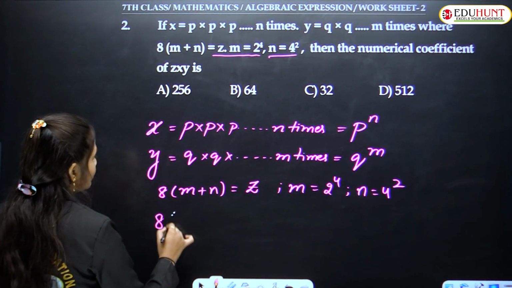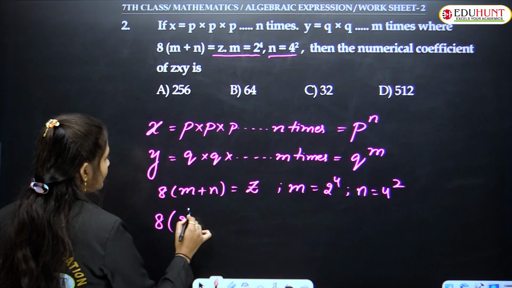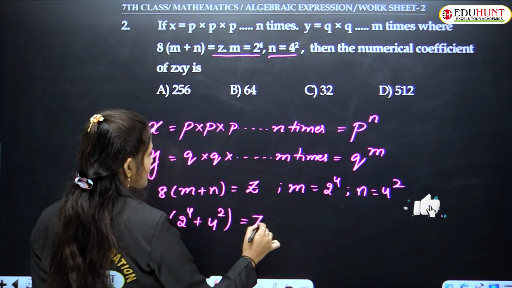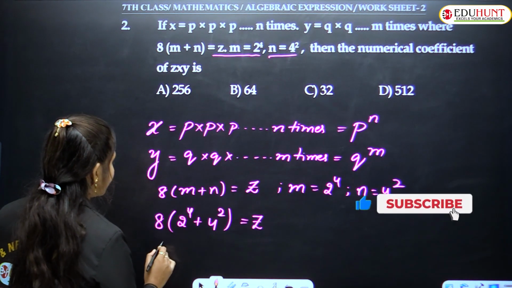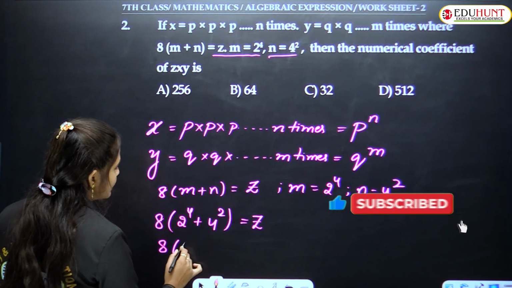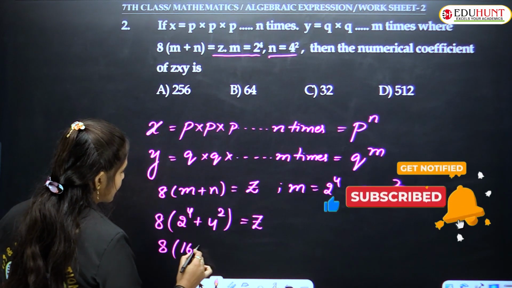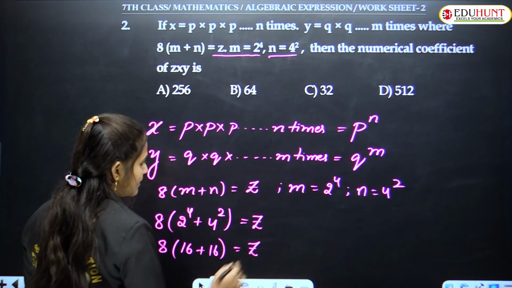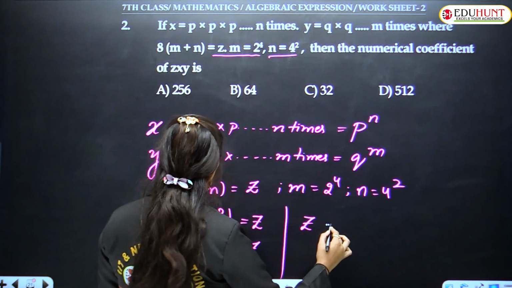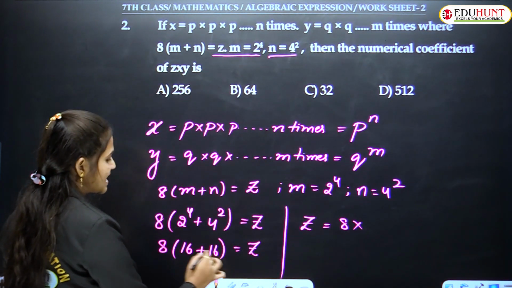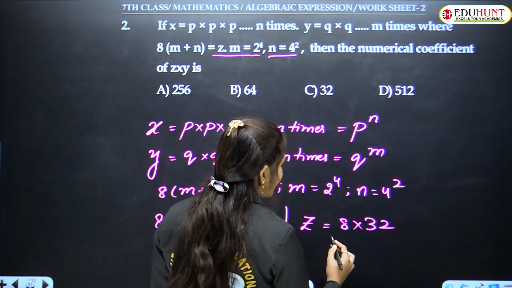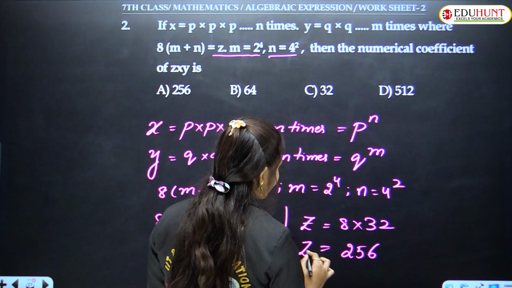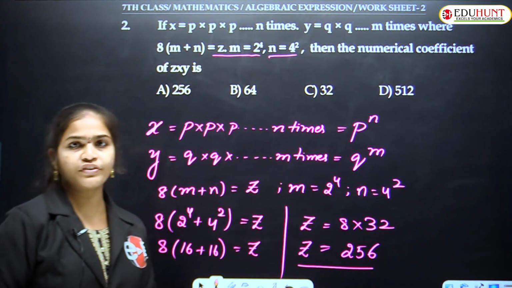Okay, 8 into m is equal to 2 power 4, plus n is equal to 4 square, which is equal to z. As per this, 8 into 2 power 4 is 16, plus 4 square is again 16, which is equal to z. From this, z is equal to 8 into 16 plus 16. 8 sixteens is 128... so finally z is equal to 256.